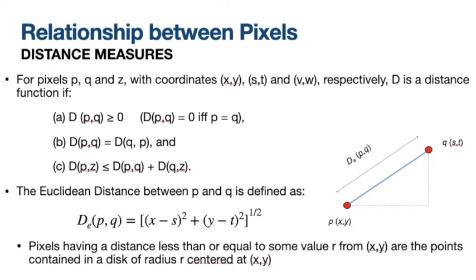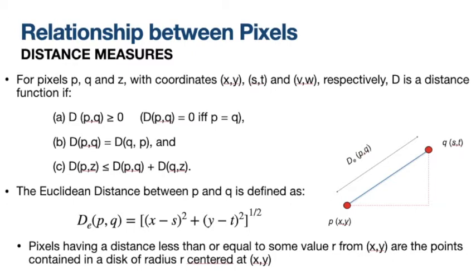Next is distance measures, that is, a measure of distance between two pixels p and q. So for pixels p, q and z with coordinates x, y, s, t and v, w respectively, d is a distance function if d of pq is greater than or equal to 0, d of pq is equal to 0 only if p is equal to q, d of pq is equal to d of qp, and d of pz is less than or equal to d of pq plus d of qz.